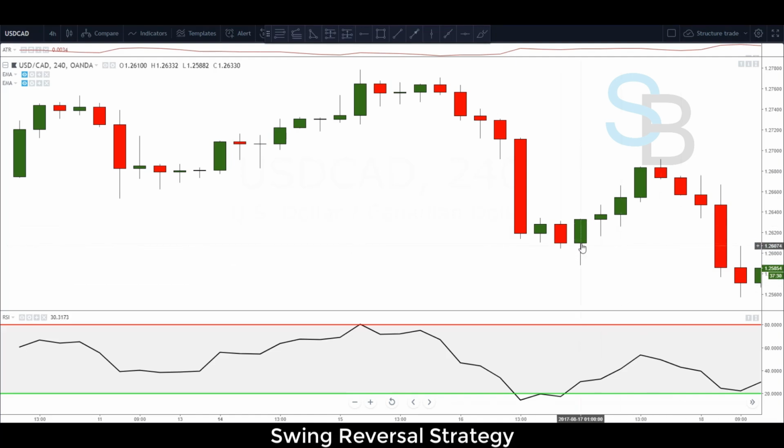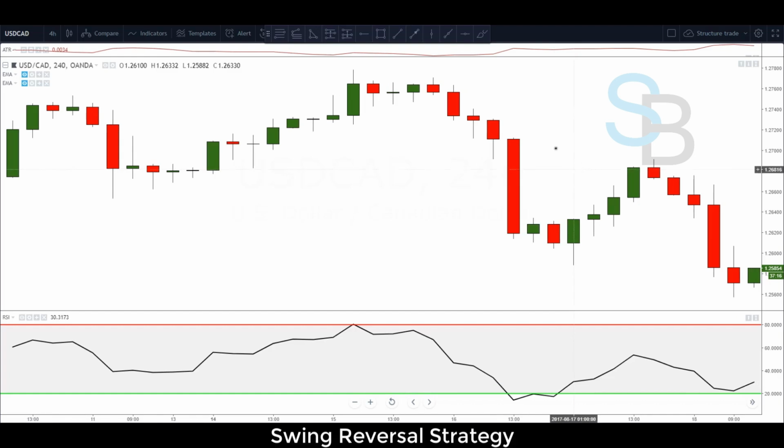Let's actually check and see if this would have been a winning trade. I'll grab my ruler tool. 35 plus 45 is going to be 80 pips. Nope, this ended up being a losing trade, only 58 pips of profit.